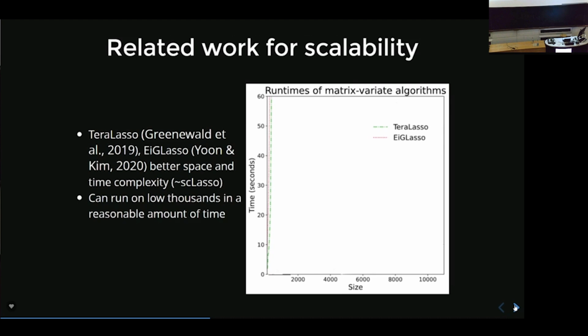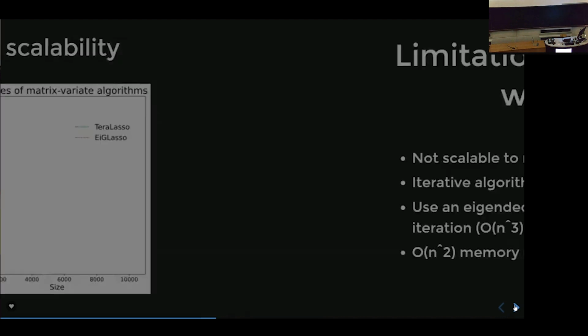Teralasso, Egg-Lasso. They did have a better space and time complexity than Big Lasso, but they're comparable to what we did. So alternative, but not better. They could run on low thousands. Well, actually, not. I mean, in some cases, they managed to run, depending on convergence, let's say. But still a lot to do.